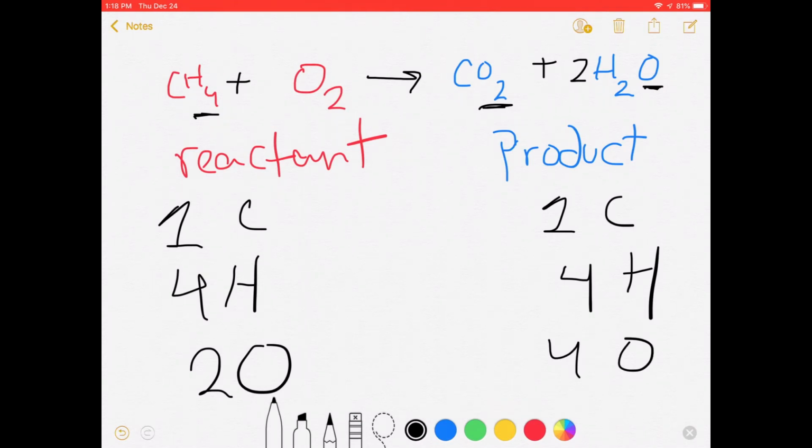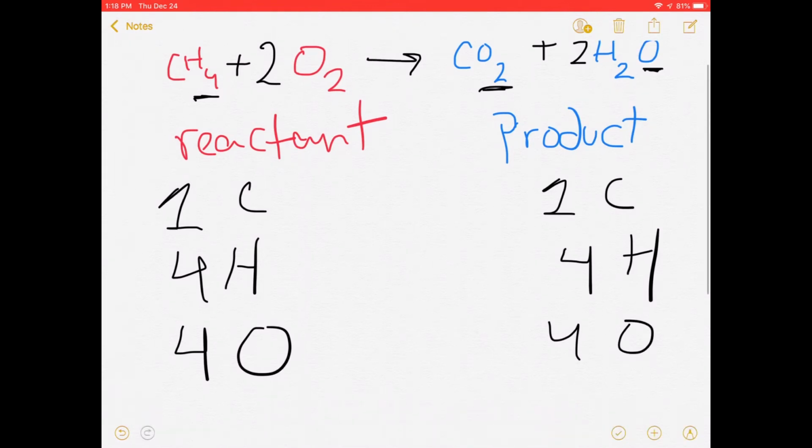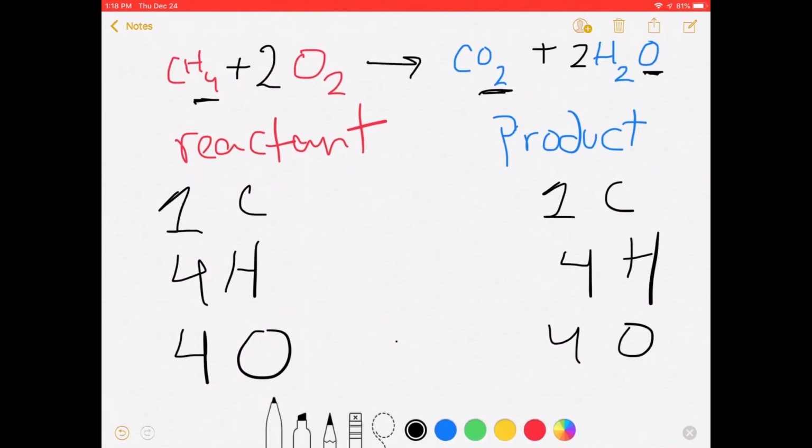So now we can do the same thing that we did for the hydrogen. We can add a stoichiometric coefficient, except to the reactant side now, and make that a 2O2. So now in total we have, instead of 2O on the reactant side, we now have 4O on the reactant side. Now we're completely balanced. We have the same amount of oxygen, hydrogen, and carbon on both sides.